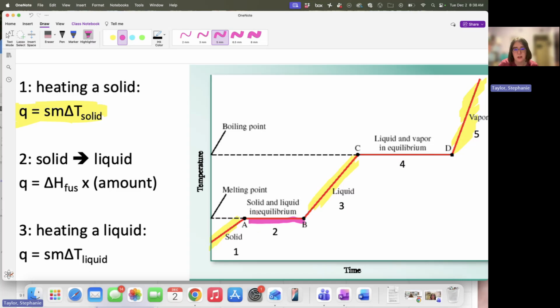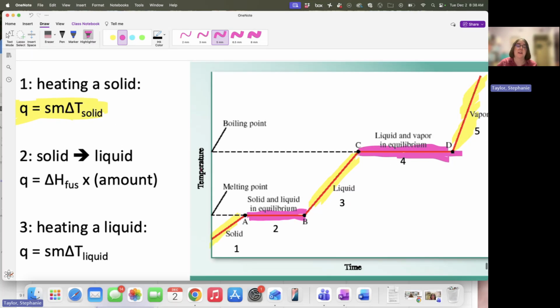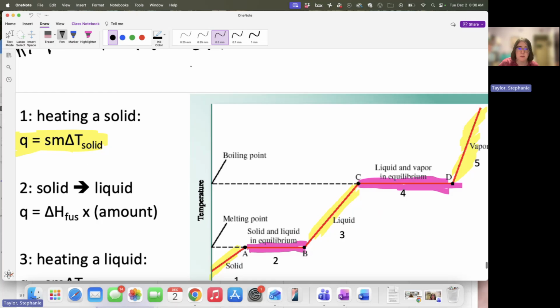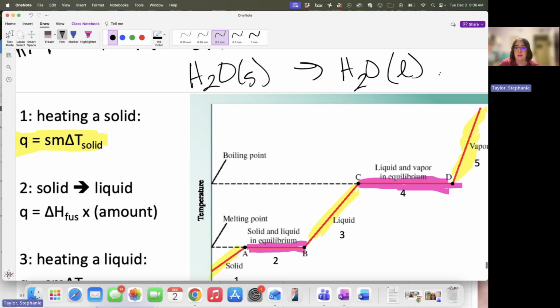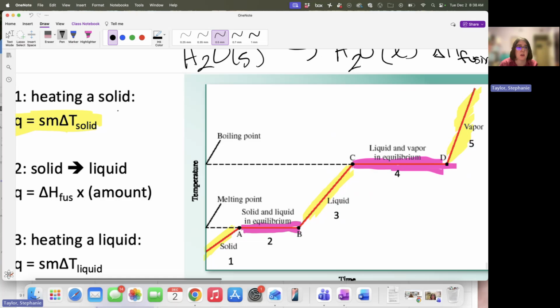These horizontal lines here and here are different. These are where you are going through a phase change. But we also have ways of dealing with a phase change. If we're talking about solid to liquid, that's going to be our solid water to our liquid water. And this is just a chemical reaction that's going to have a value of delta H. So we can still get that information, but we're going to need a different mathematical way to do that.